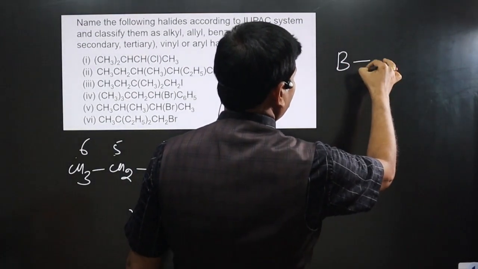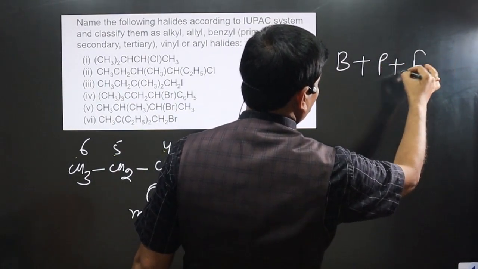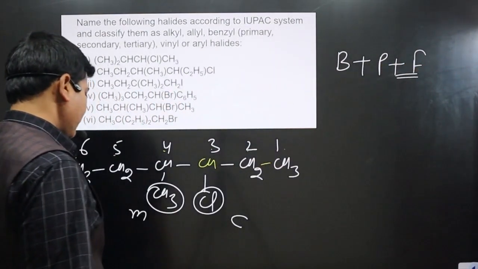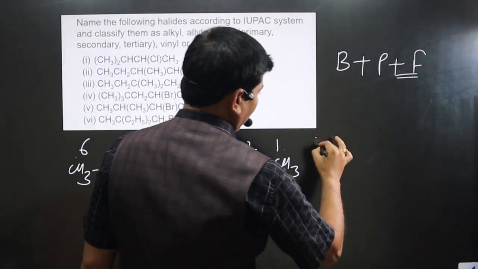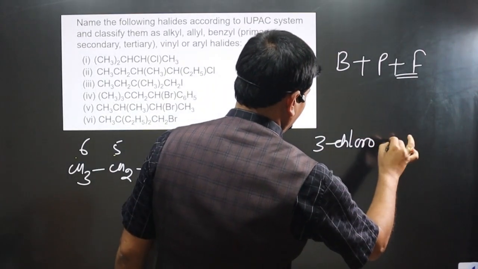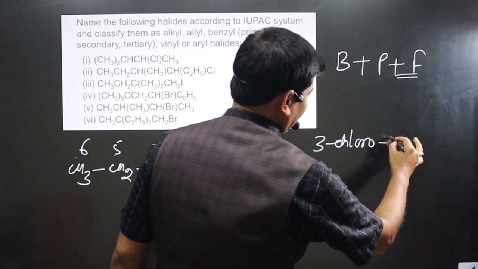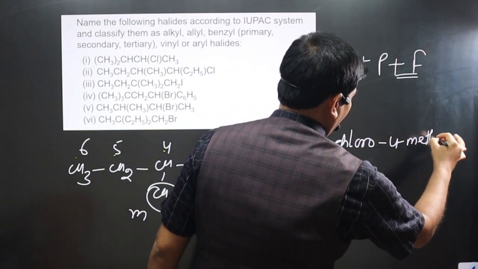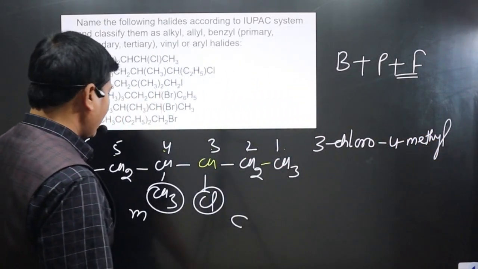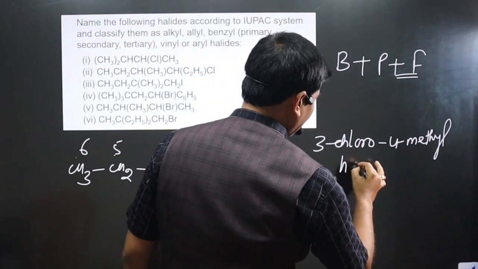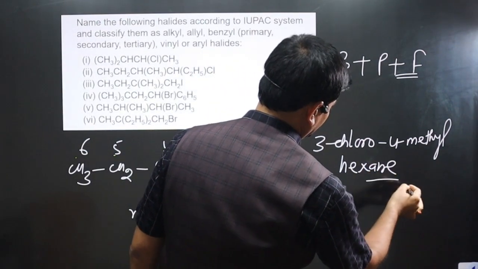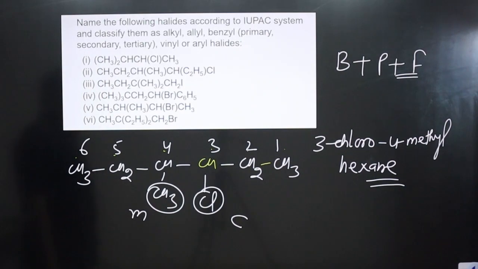First we have branching, then the parent chain, and then we have to write the functional group suffix. 3 chloro, the name is 3 chloro, and then we have 4 methyl. And the parent chain, how many carbons are there? Total 6 carbons. We can mention this is hexane. Very good.